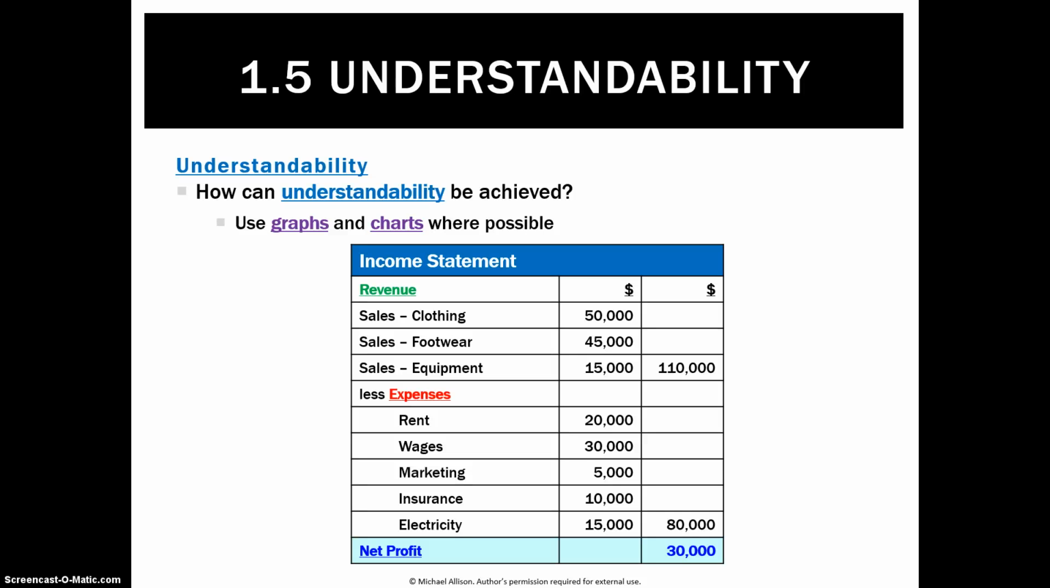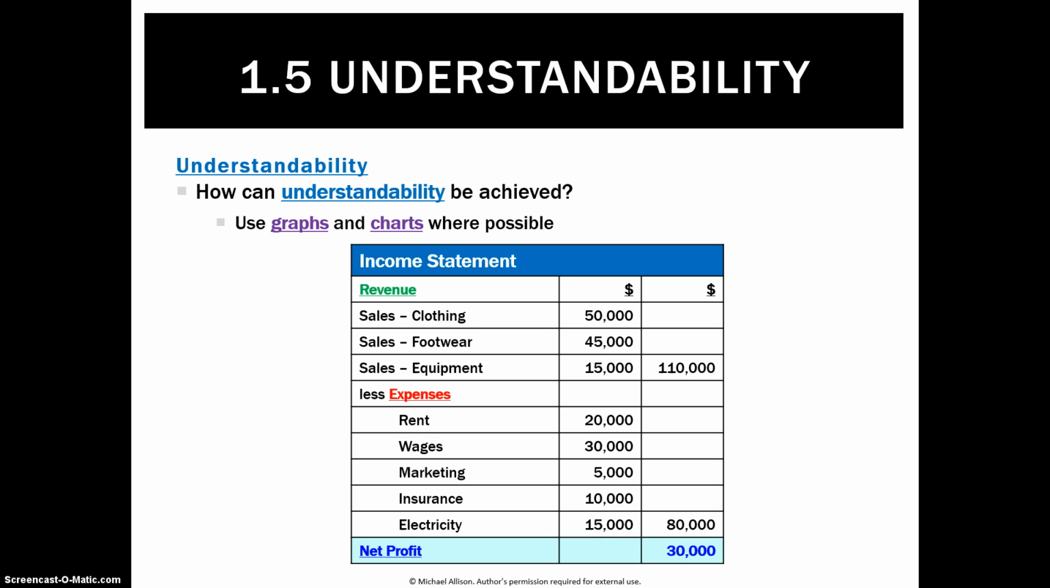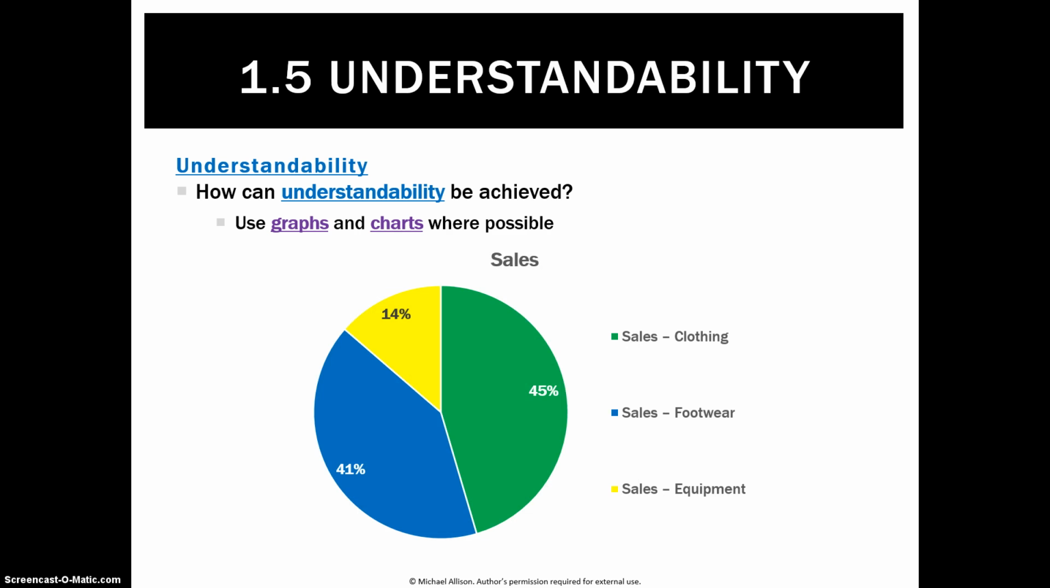We can actually turn that into graphs. For example, revenues: where do all our sales come from? We can represent that as a pie chart, which tells us that 45% of our sales come from clothing, 41% from footwear, and 14% from sports equipment. So just looking at the report before, that's not readily available information, and it's much easier to read in a graph.